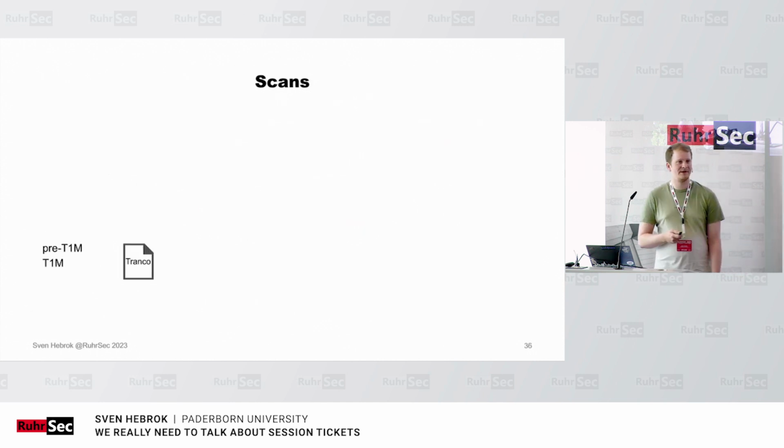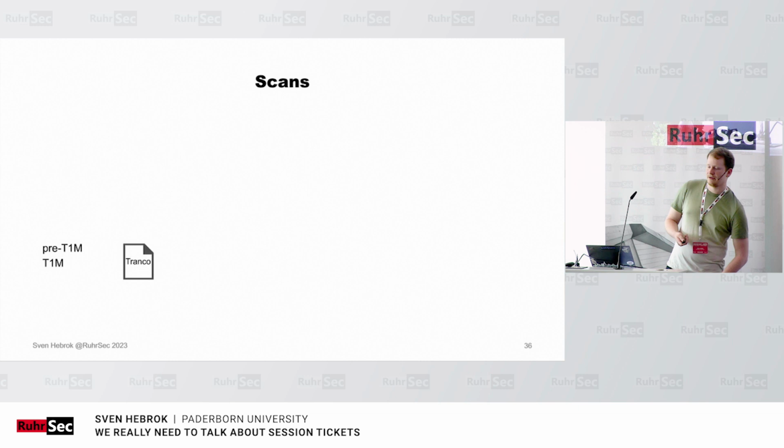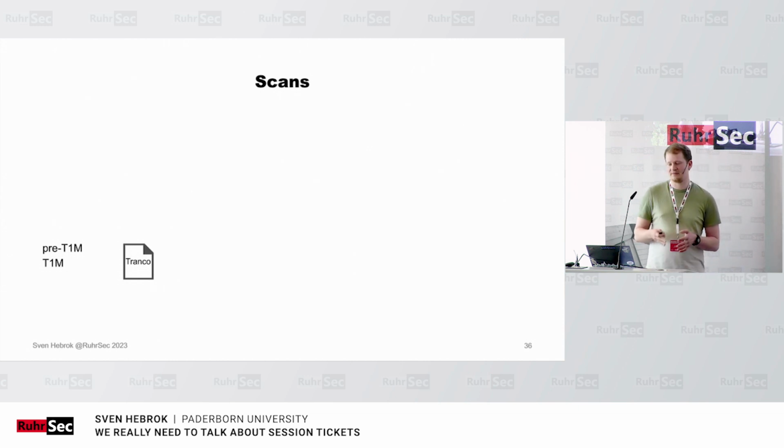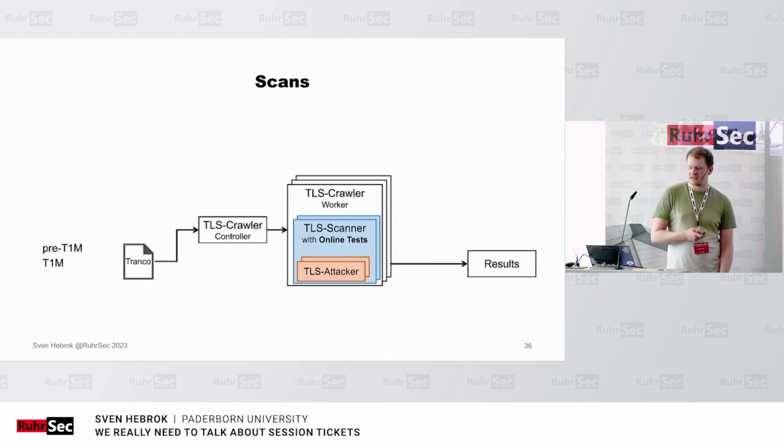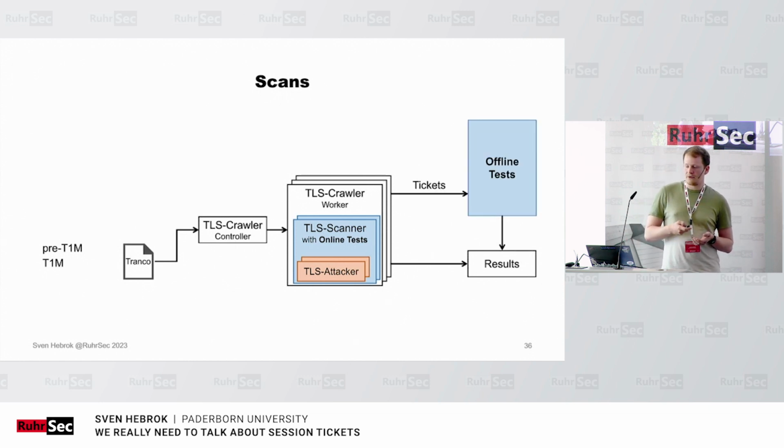The first scans we did, back in the master thesis of Simon, used the Tranco list, so our goal was to scan the whole Tranco 1 million list. But before we could do that, we did some test scans to check whether our tool works, which we called the pre-T1M scans, which just check the first 100,000 hosts on that list. We used those lists and put them into TLS-Crawler, which is a product of the TLS-Attacker family, and then used the online tests, so our padding oracle test, to get some results in these early versions. And we also stored the tickets for later and checked them using the offline tests.